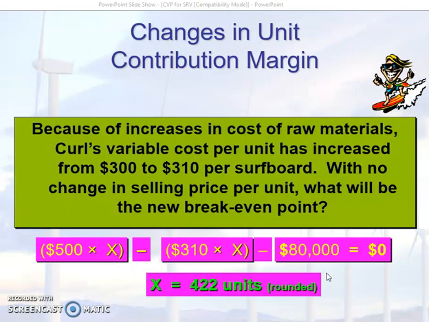All right. We can also have the exact same situation happen with our variable cost. It says because of increases in cost of raw materials, variable cost per unit has increased from $300 to $310 with no change in selling price per unit. What will be the new break-even point? Well, our equation is the exact same as it was before with one small difference. This number for our variable cost changes from 300 to 310. So our per unit contribution margin is no longer $200. Now it's $190.